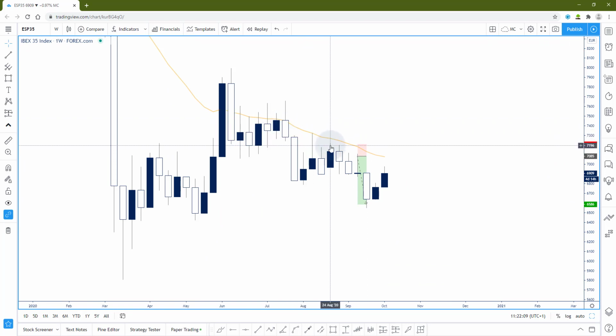And if you would like to learn more about dynamic support and resistance and how we use the 20 EMA for that, we do have a video on that you can check out by clicking on the link in the top right corner. And this is where Jay Lassenby here got interested in a short trade.